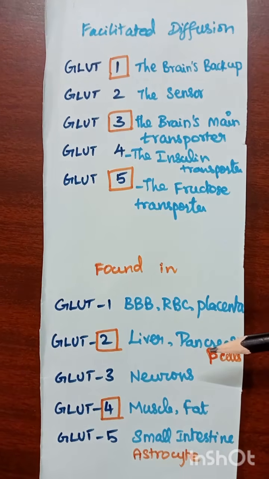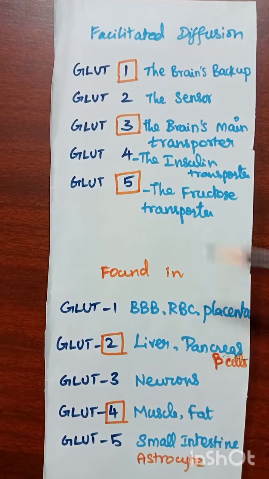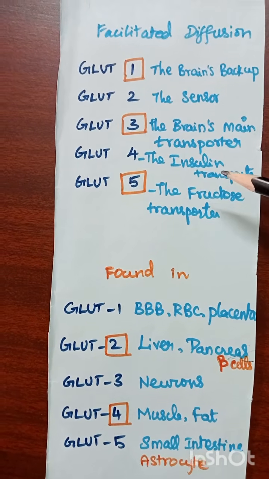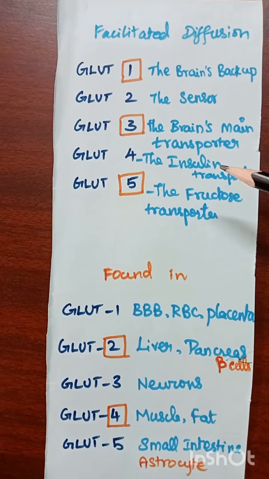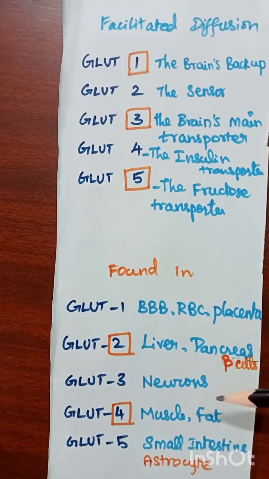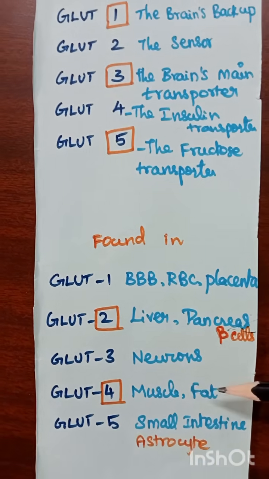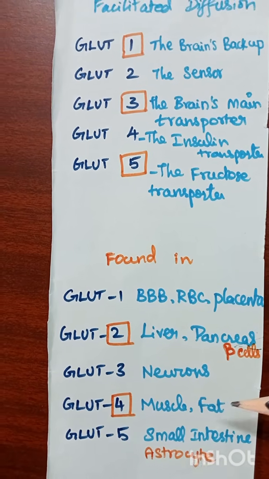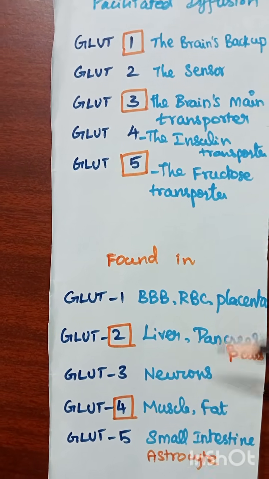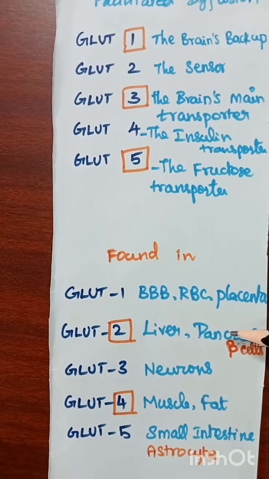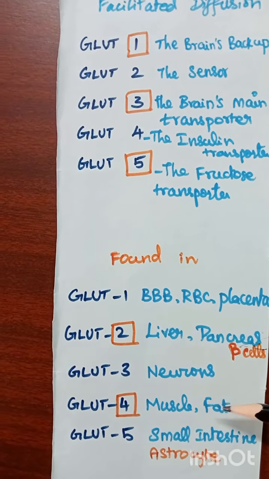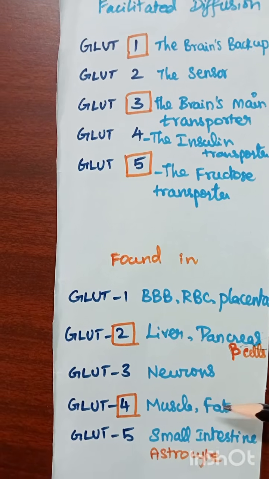That insulin will stimulate the glucose uptake. GLUT 4 is the insulin-stimulated glucose transporter, and this glucose uptake happens in muscle and fat, like cardiac muscle, skeletal muscle and adipose tissue. So GLUT 2 is present in liver and pancreas, sensing the blood glucose, but the glucose uptake in the muscles is through GLUT 4.